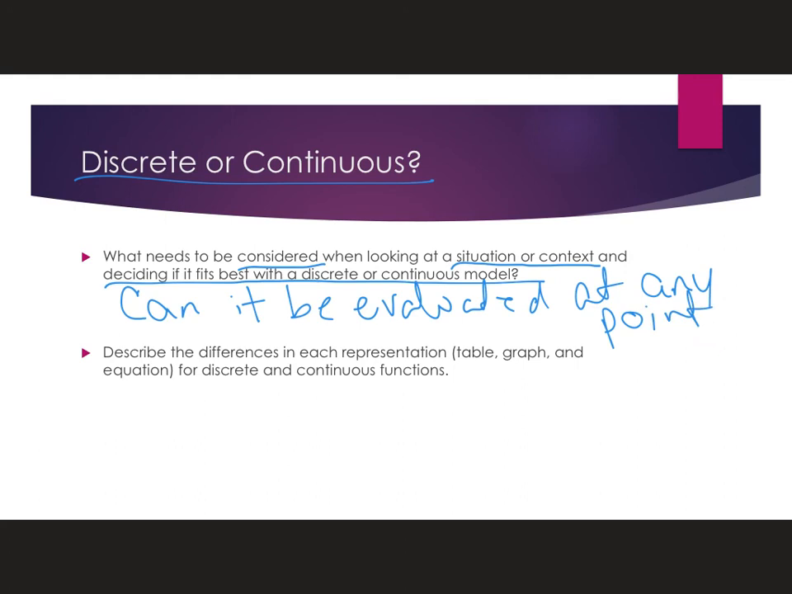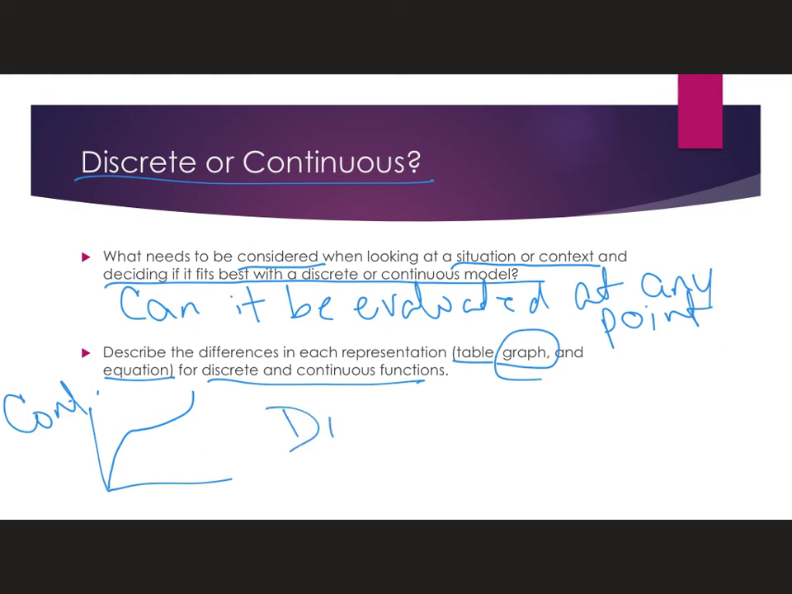And the difference in the presentations: a table and an equation are exactly the same whether it's discrete or continuous. The only place you can see a difference is the graph. If it's continuous, it will look like this. This is continuous. If it is discrete, it will be a series of points. Discrete graphs are simply a series of points.